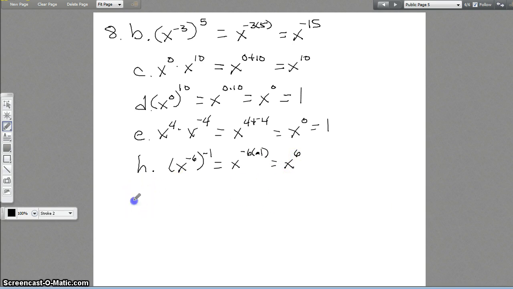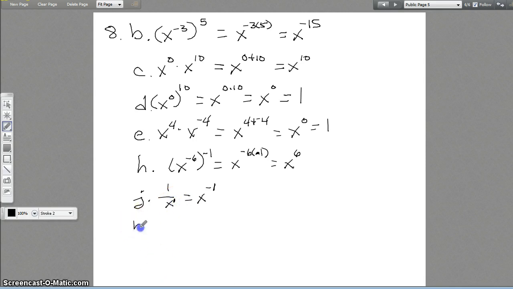Now we're going to jump down to part J. Part J is 1 over x. Well, we write that down as x to the -1 because when you flip something from the denominator to the numerator or the numerator to the denominator, you just change the exponent from a positive to a negative or a negative to a positive. This is understood to be x to the 1.